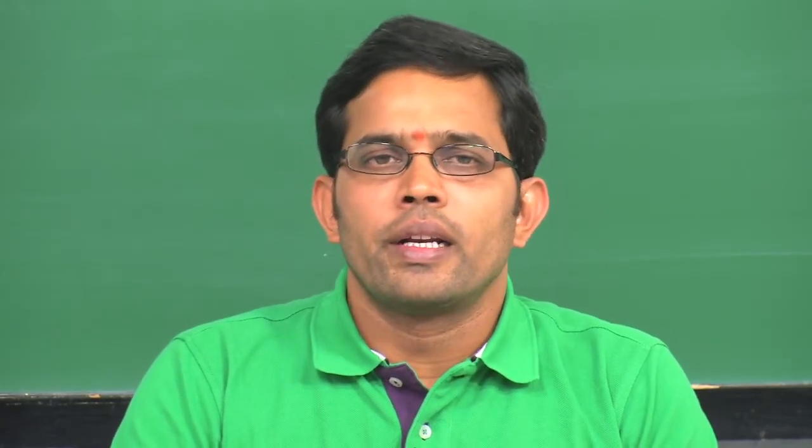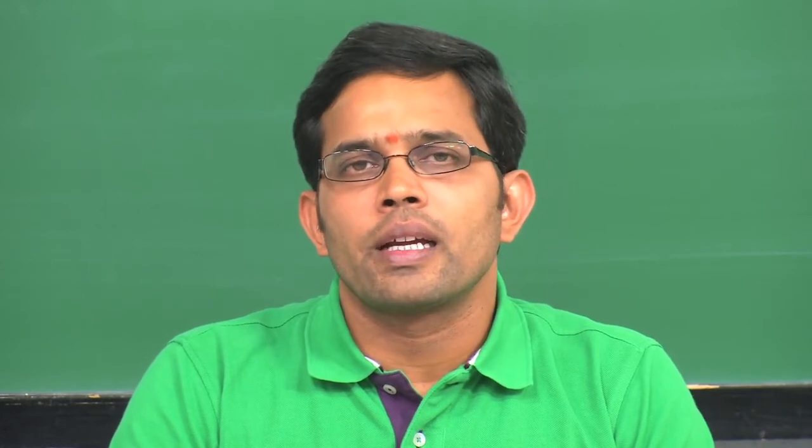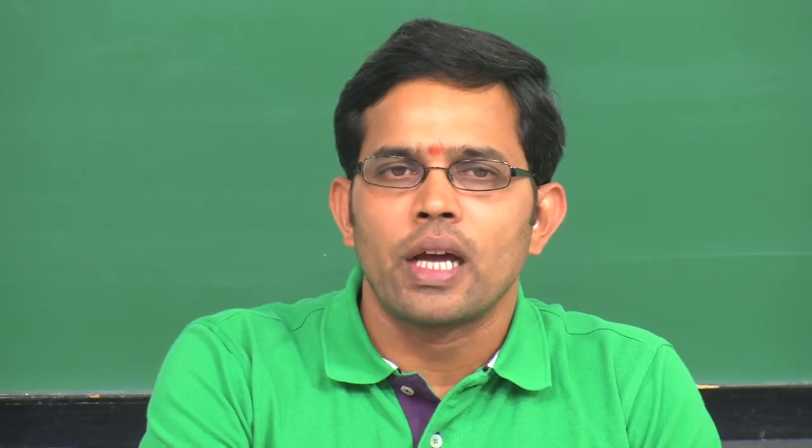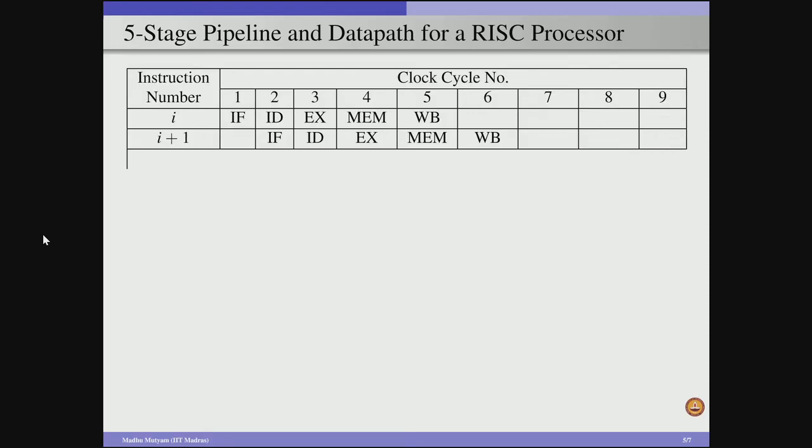So effectively, when an instruction I is issued, in cycle 1 it will be in the IF stage, in cycle 2 it will go to the ID stage, so that the IF stage is free, and in this IF stage now we issue the next instruction. So now, the instruction I plus 1 will be in the IF stage in cycle 2, whereas instruction I is in the ID stage in cycle 2.